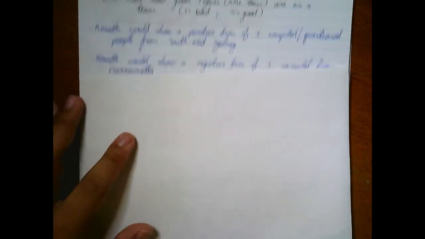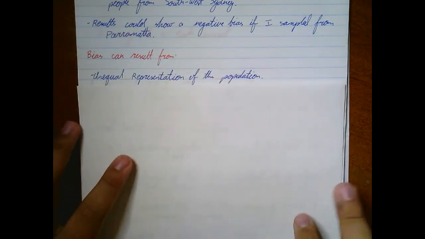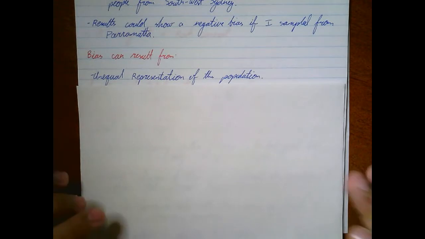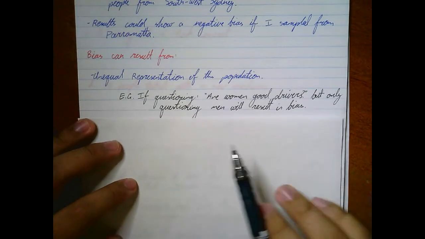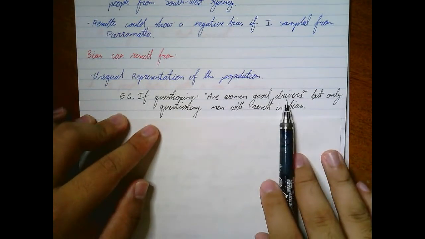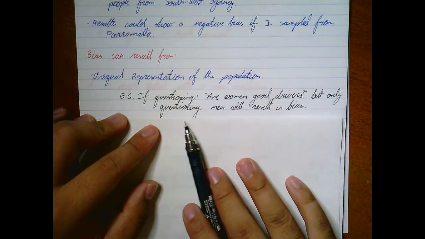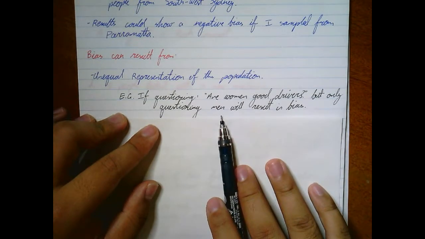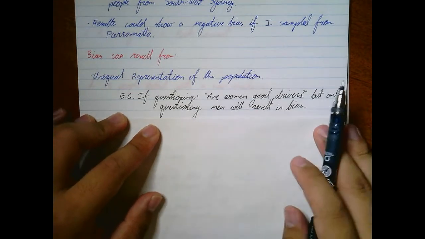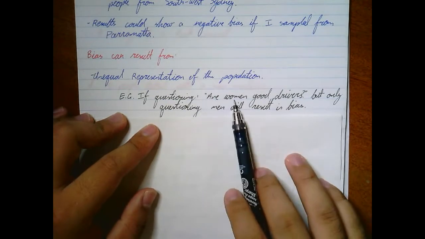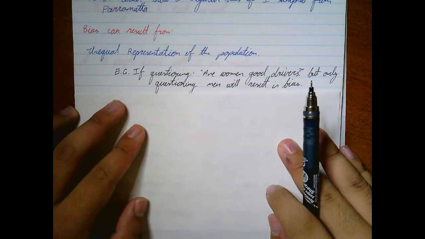Okay, bias can result from, the first thing, unequal representation of the population. The best example I can give for that is, let's say we ask the question, are women good drivers? But if we were to only question men, the results will be very, very biased, because if you're asking about women, you should ask women as well. That's just one example.